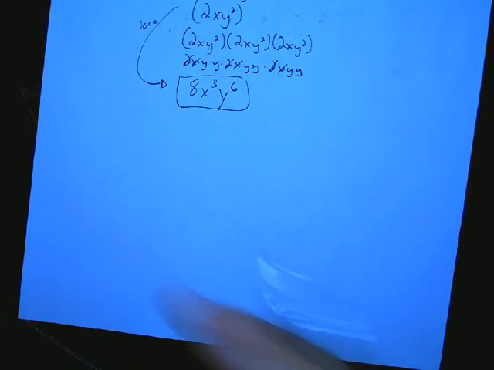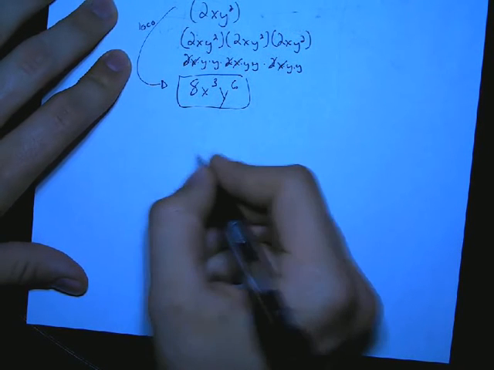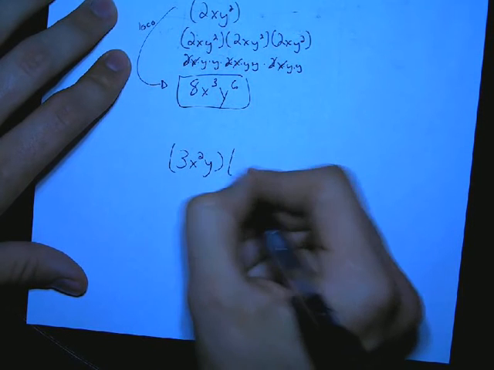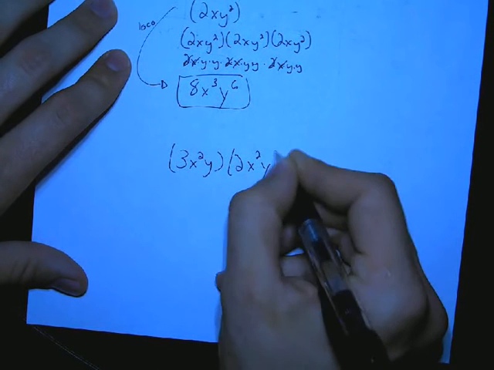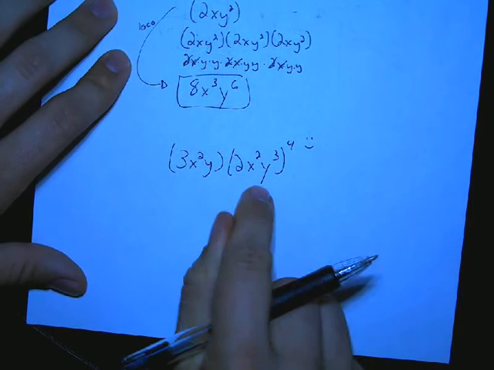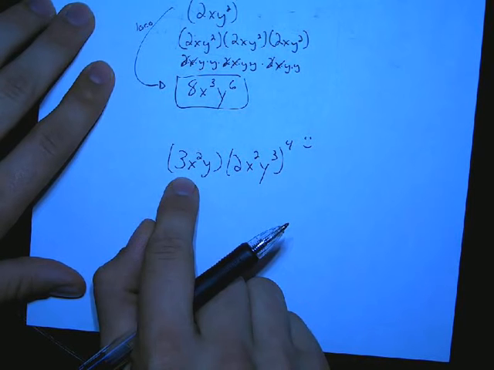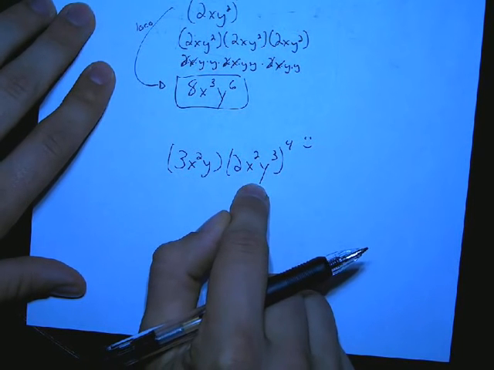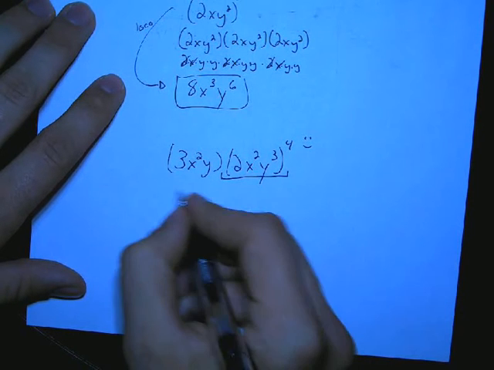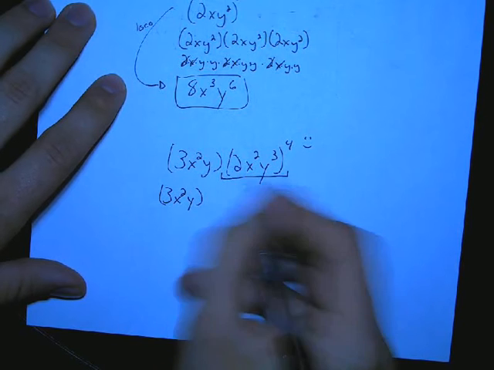Now, the last level on monomial multiplication looks like this. You're going to have several pieces all at once. 3x squared y times, let's just say, 2x squared y cubed to the 4th power. Let's get a little crazy. On this one, you have 2 pieces. You have this 3x squared y and this 2x squared y cubed to the 4th power. We're going to take care of this piece first. I'm going to keep my 3x squared y, and I'm going to execute this piece.